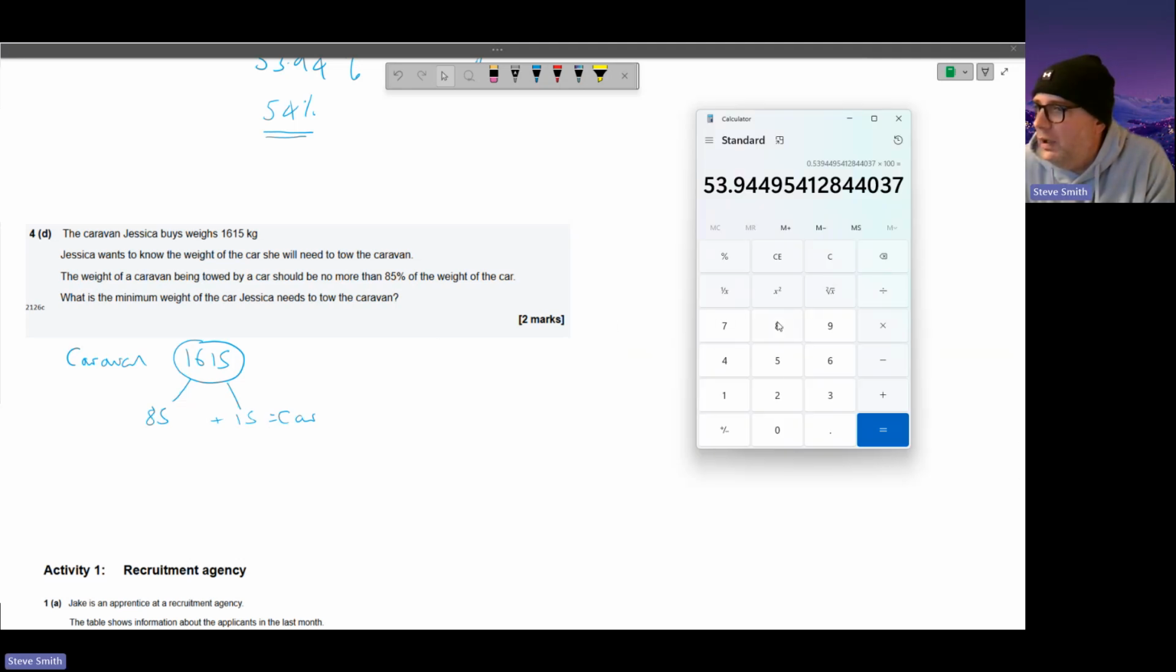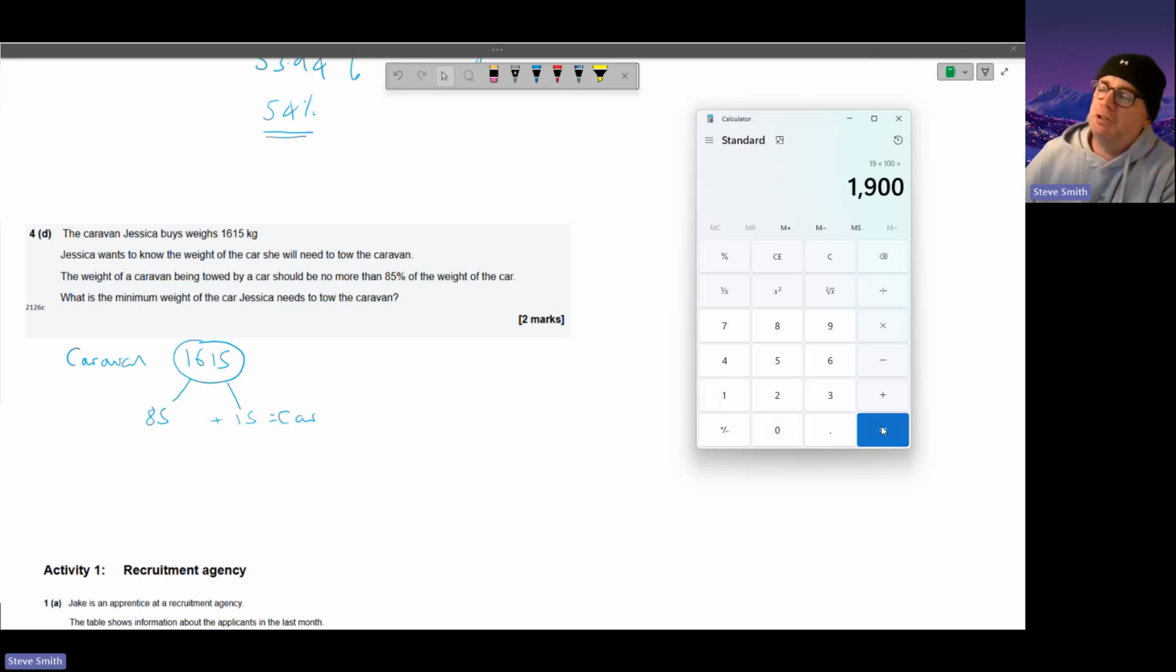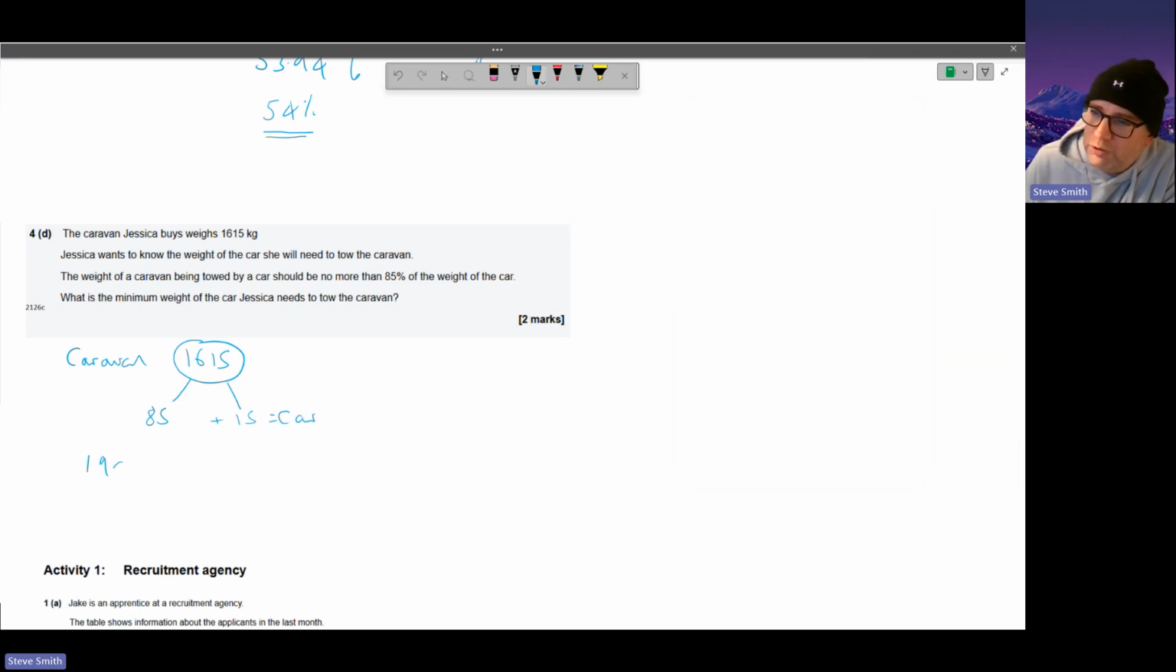So let's go 85. 1615 divided by 85, because then we've got 1%, which equals that 19, and then we multiply that by 100. We want the 100% number. So the car she needs to be weighing is 1,900 kilograms, because we've got 85% already here. So we're just dividing this number. We did 1615 divided by 85 to find out what 1% is, and then we multiplied it by 100 to get our total.